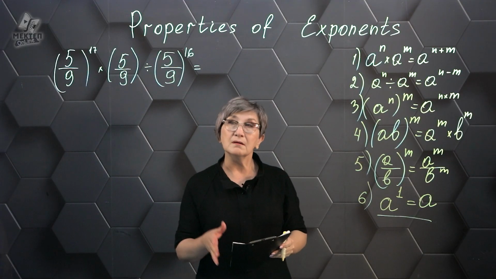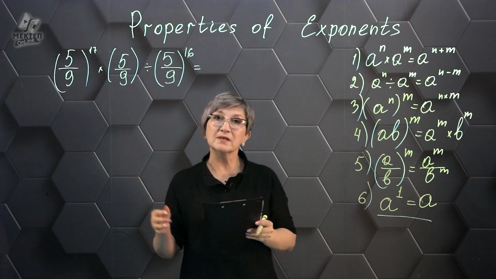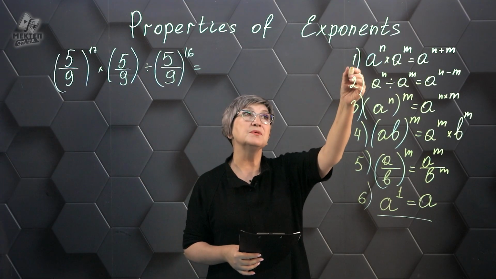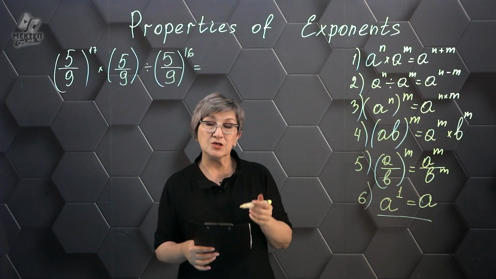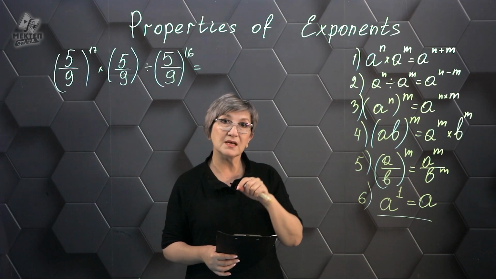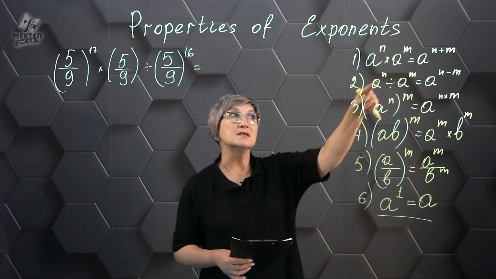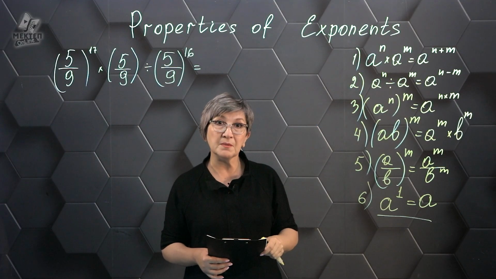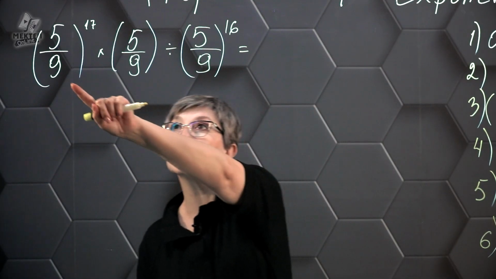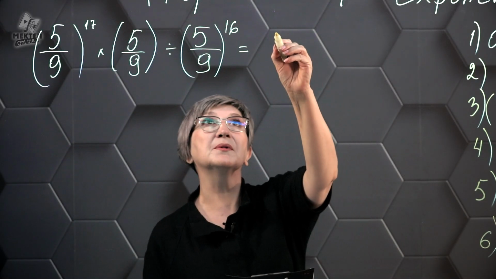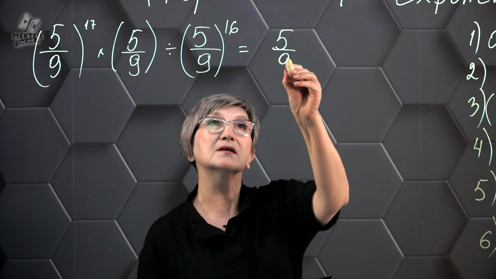In this example, we will apply the properties for multiplication and for division. We will apply the first and second properties. To solve this example, we can write each operation separately, but we can apply these properties at the same time. To do this, we need to pay attention to the base. The base is the same, 5/9, so I'm writing down 5/9.